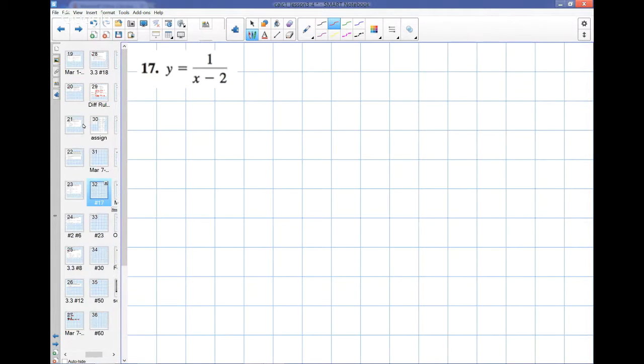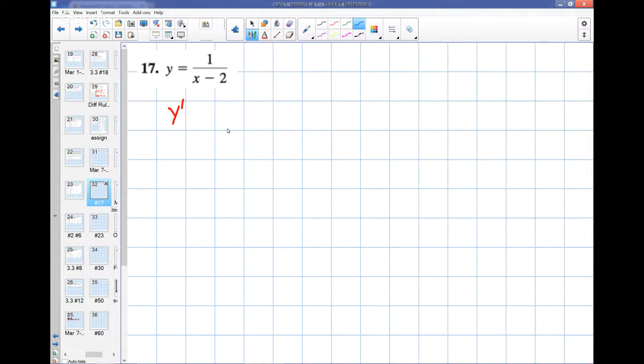Okay, so number 17, here's the function. And we want to find the derivative. I'd write this with f of x, but so, what is y prime? I want to change to blue here or something else. Let me get my keyboard off of here so I can write a little bit better.